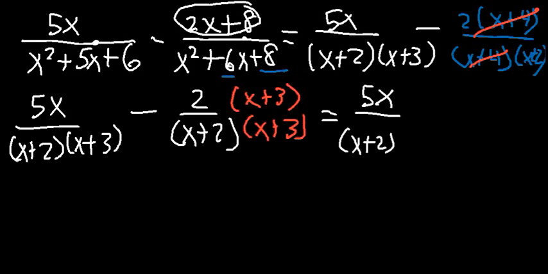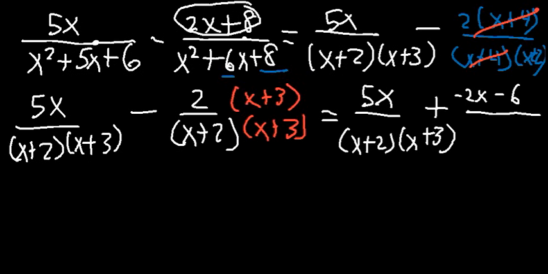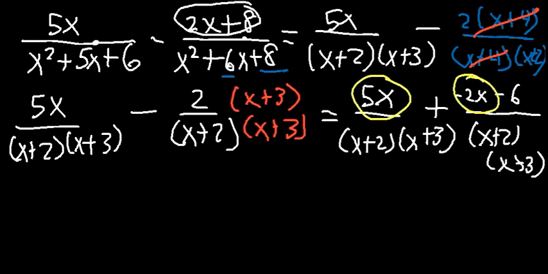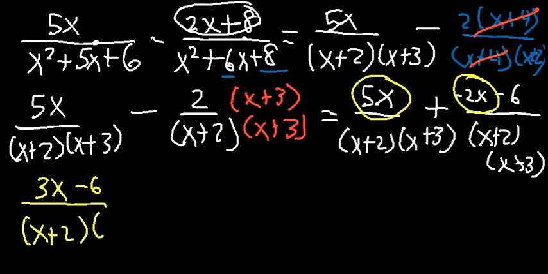So let's go ahead and distribute the negative 2. If we distribute 2, the negative stays. If we distribute negative 2, it becomes plus. So then we have negative 2x minus 6 divided by the common denominator. So now let's combine the two fractions. So 5x plus negative 2x is 3x, and minus 6 divided by x plus 2, x plus 3.